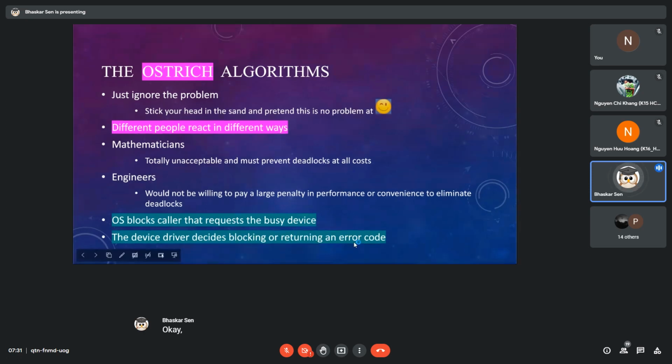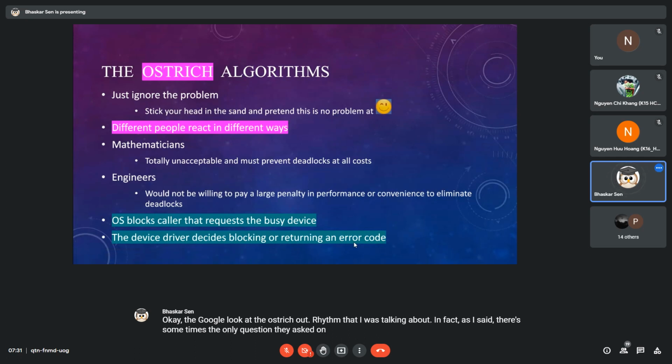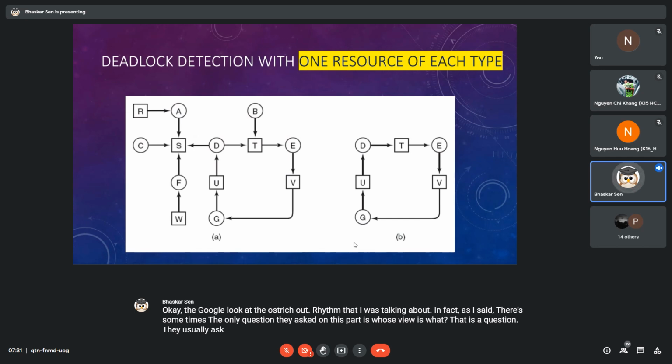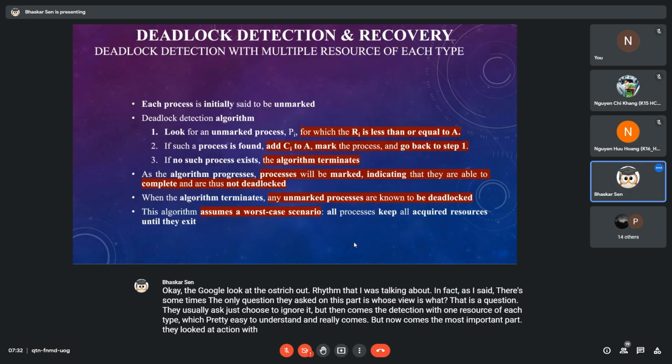Okay, we quickly look at the ostrich algorithm that I was talking about. In fact, as I said, sometimes the only question they ask on this part is whose view is what? That is the question they usually ask. Just choose to ignore it. But then comes the detection with one resource of each type, which is pretty easy to understand and rarely comes, but now comes the most important part: deadlock detection with multiple resources of each type.